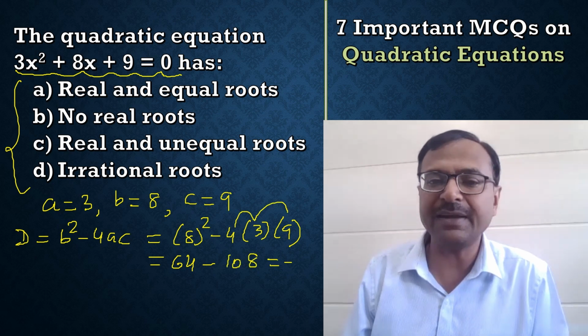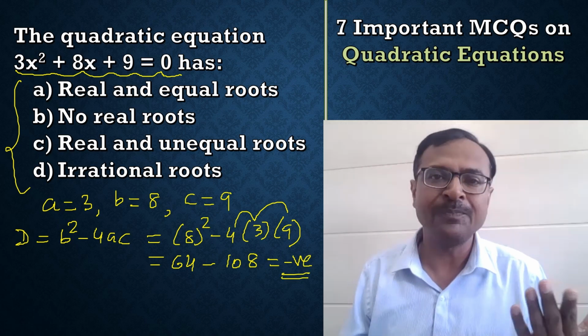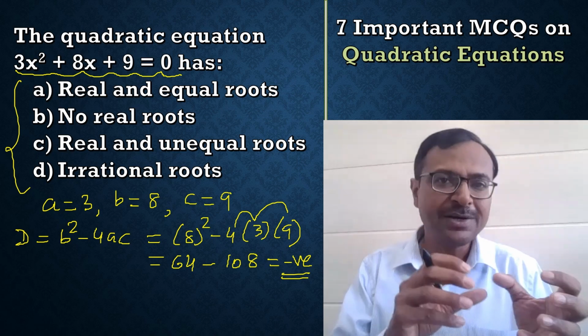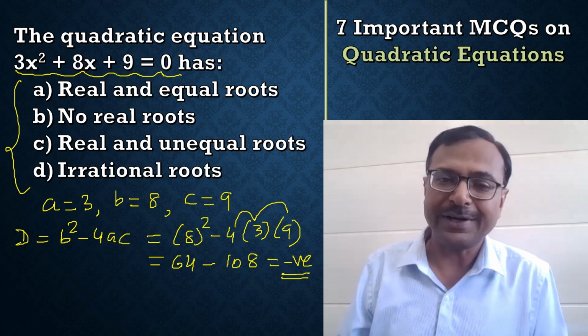And this is going to be negative. I don't even need to find how much that is: 64 minus 108. I know that I'm subtracting a big quantity from a small quantity, and whenever you do that, you get a negative quantity.